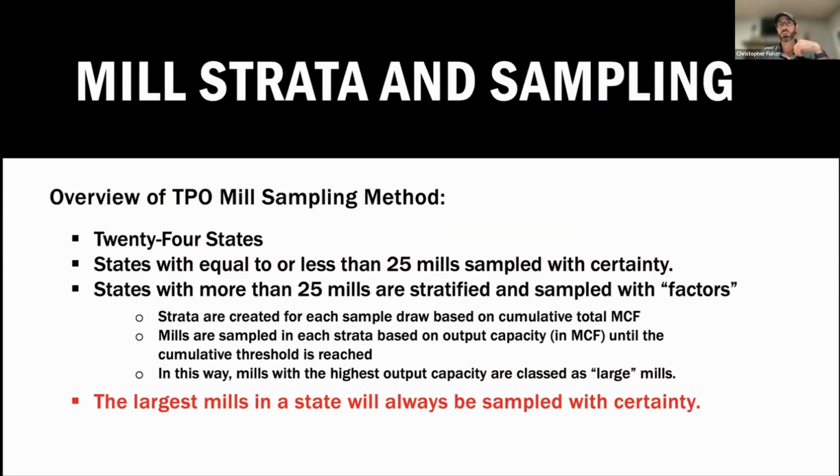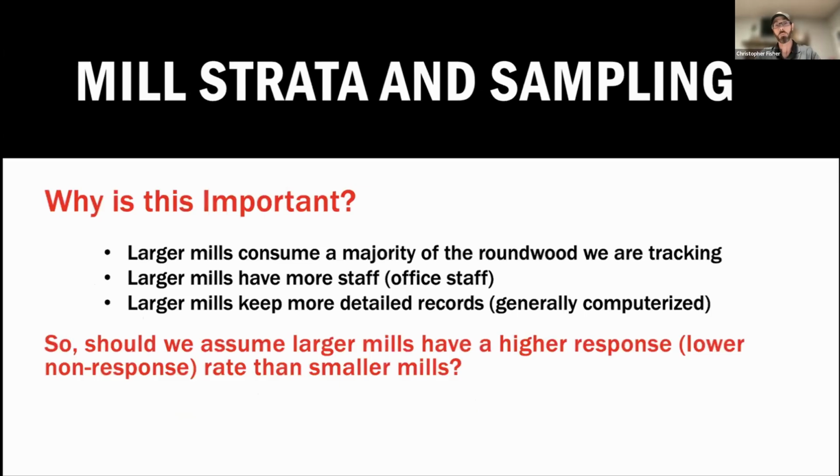We're in the process of pulling the sample for 2024 implementation now, and I'm just learning how complicated that process can be. But suffice to say, when we stratify by volume in each state, the largest strata, those big mills, are still going to be sampled with certainty. We're always going to be asking them. Now, why is that important? Because the largest mills are the biggest users of roundwood.